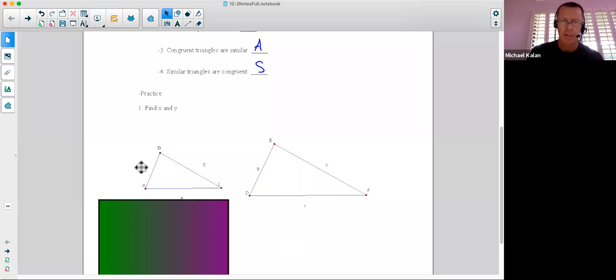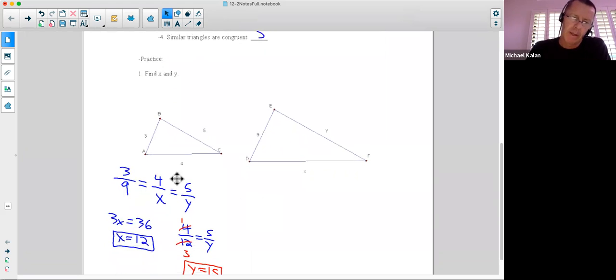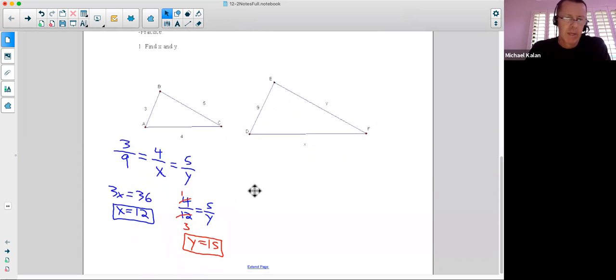Well, okay, I noticed 3 corresponds to 9. So all these sides have to be in a ratio of 3 to 1, right? So I could set it up as 3 over 9 equals 4 over X, which equals 5 over Y. And by the way, you don't have to set it up all as one proportion. You could write them separately if you wanted to. Doesn't really make a difference.